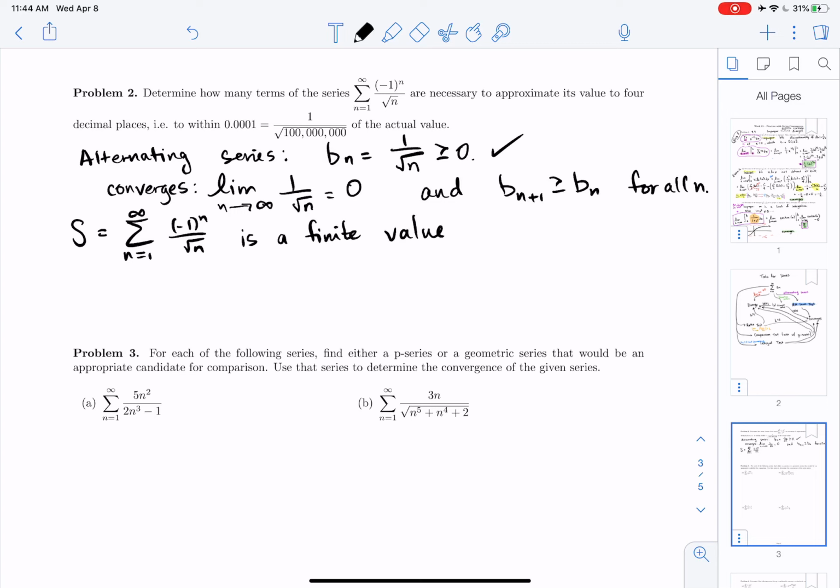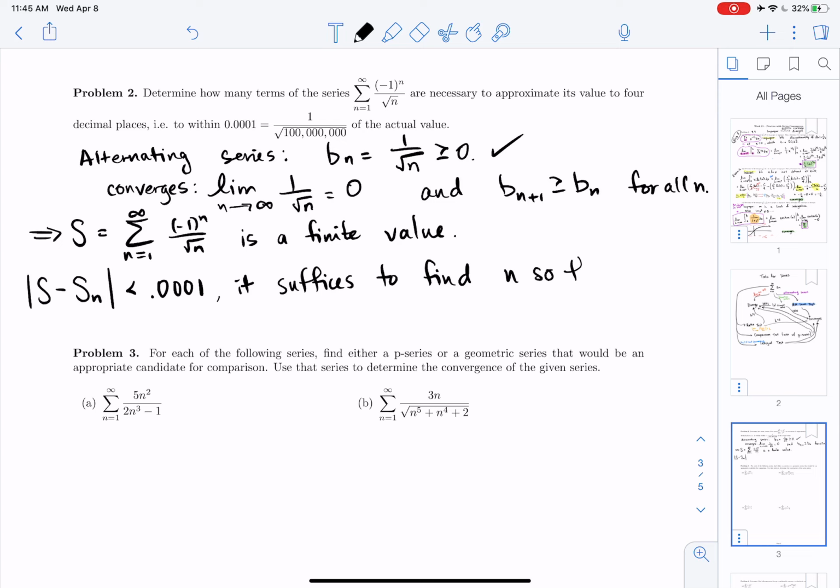It's hard to compute this, so the best we can do is approximate it. We want to find n so that the partial sum S sub n and the actual value differ by less than 0.0001. It suffices to find n so that B sub n plus 1, or A sub n plus 1, whatever you want, is less than that. And A sub n plus 1 is 1 over the square root of n plus 1.